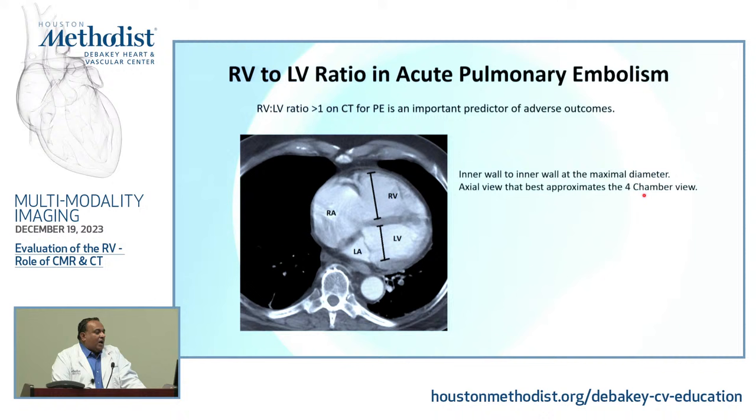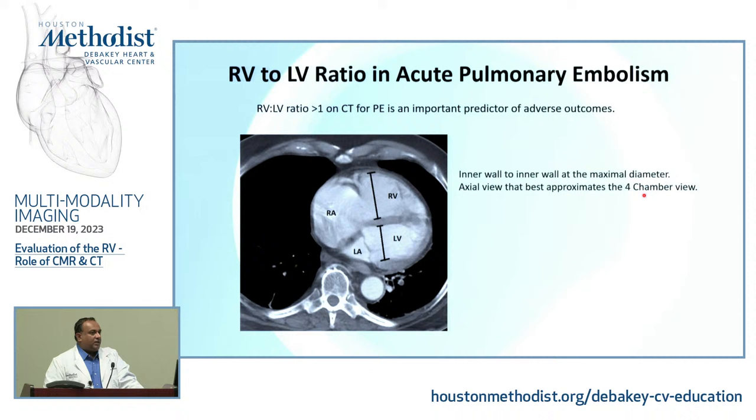Lastly, I'm going to talk briefly about something that you sometimes see more so in radiology reports, which is the RV to LV ratio in acute pulmonary embolism. There's a lot of data showing that a RV-LV ratio, which normal ratio is around 0.6 to 1, a ratio of more than 1, on a CT done for PE is an independent predictor of adverse outcomes.